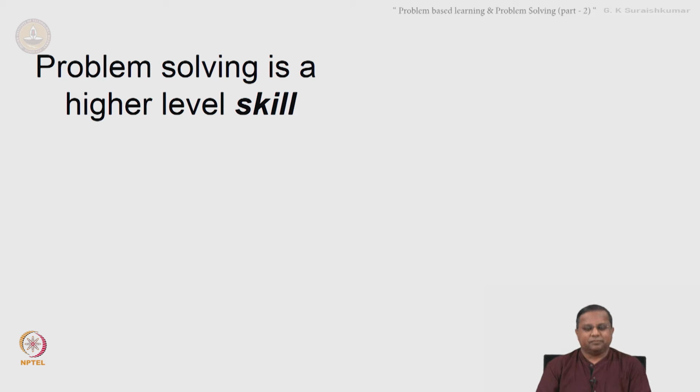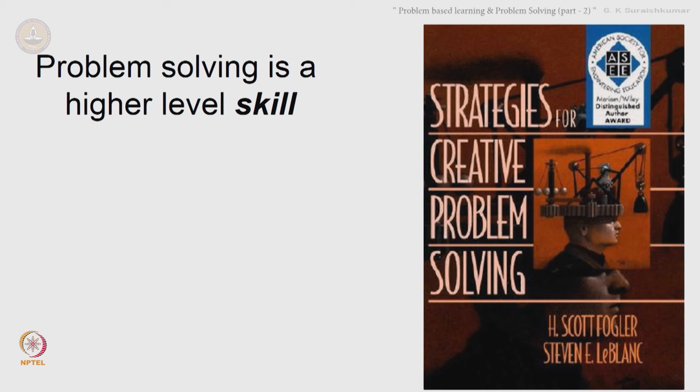To help you with this, let me introduce a reference book. This is by Scott Fogler and Stephen LeBlanc. The title is Strategies for Creative Problem Solving. It is a very nice book. If you want a book to follow, you could look at this book in the library or buy this book, a reference book.